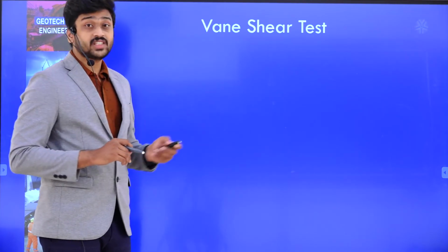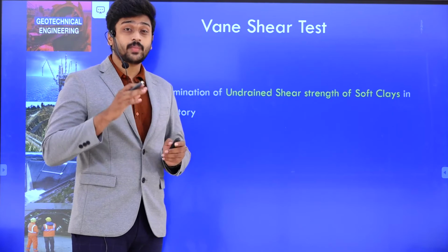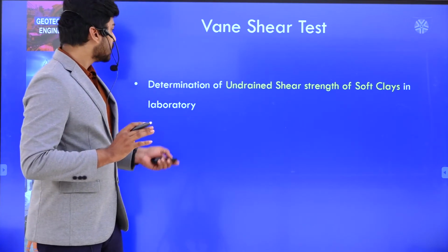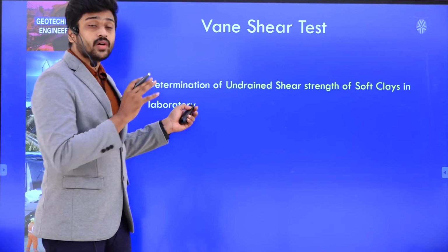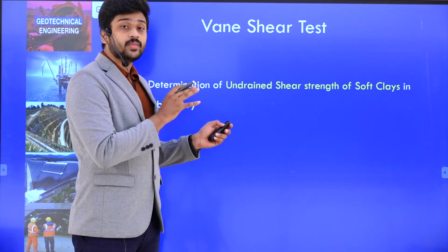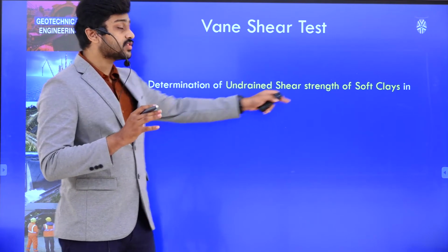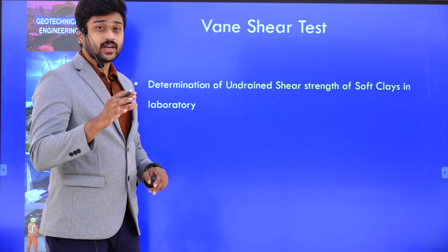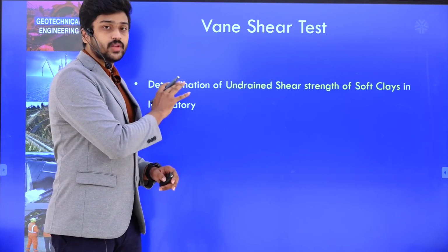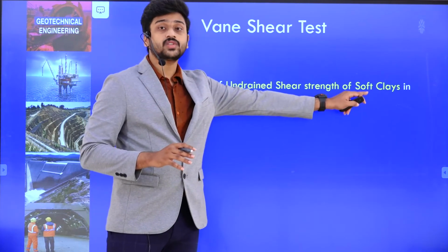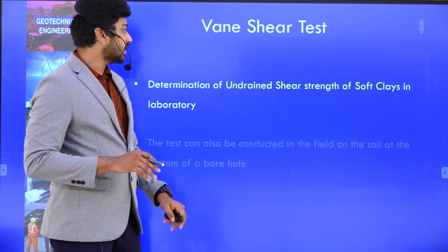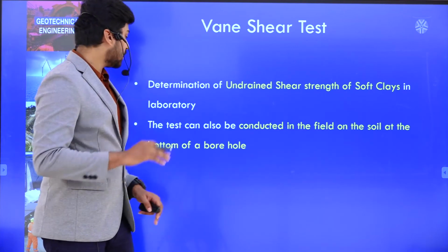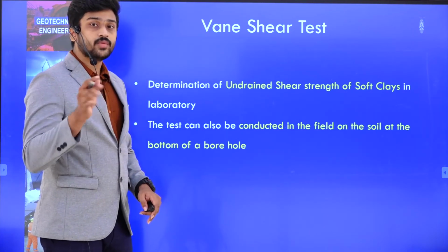Coming to the vane shear test. This vane shear test can be performed in the laboratory as well as in the field. In the laboratory, this type is generally used for the determination of shear strength of soft clays only. Furthermore, if it is conducted in the field, it can be performed on any type of soil.